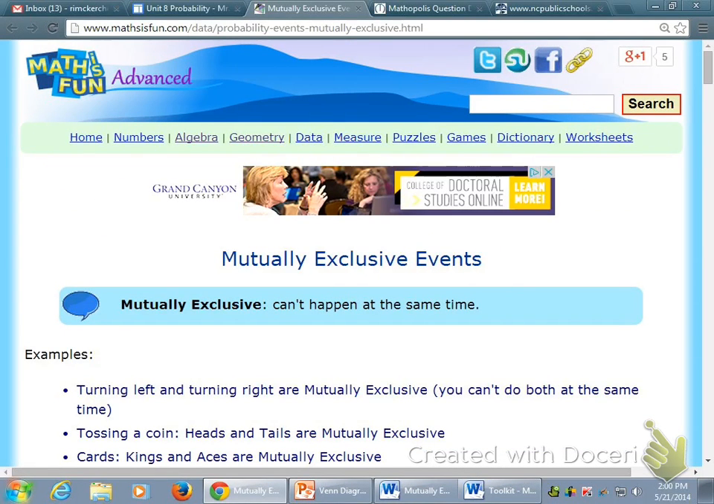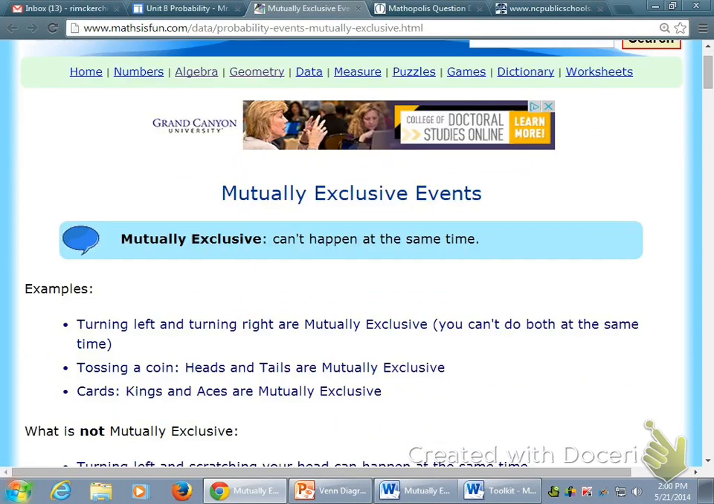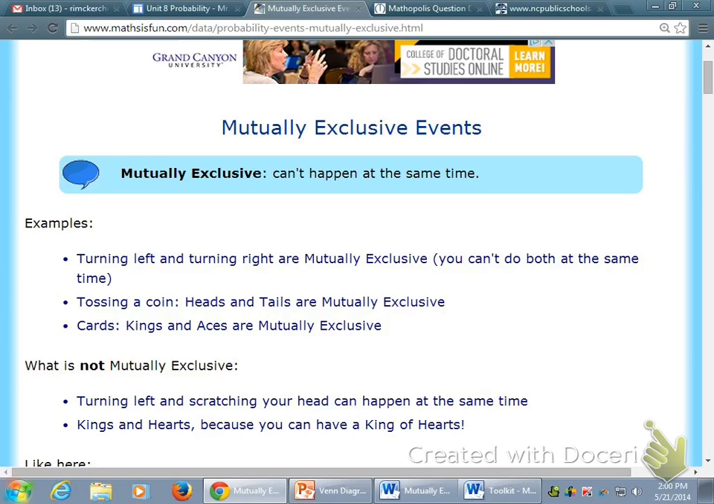All right, this is on the Math is Fun website. It's a fantastic website. Now, I really like the mutually exclusive page. They've got a really great definition and really great examples of when things are mutually exclusive and not. Mutually exclusive things cannot happen at the same time. It's that simple. You cannot turn left and right at the same time. They are mutually exclusive. One prohibits the other. You cannot jump up and jump down at the same time. You cannot breathe in and breathe out at the same time.